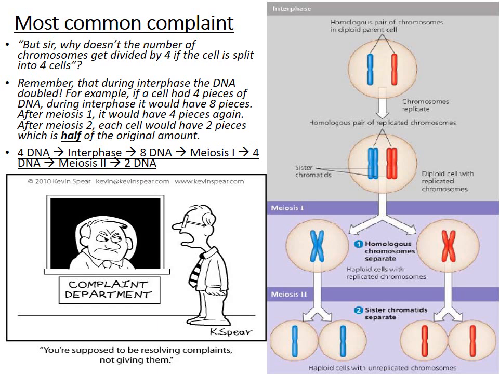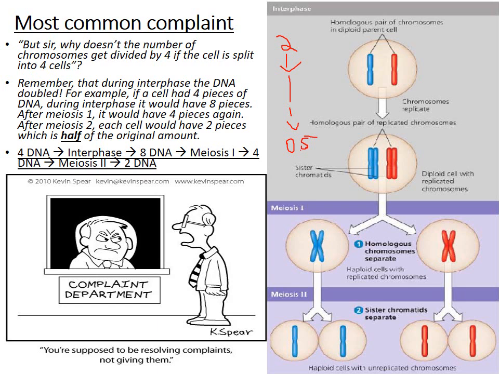So in meiosis, there's still a replication that occurs. And a lot of students wonder why. Why do you have to do a replication at all? Well, if you think about it, let's say you had 2 DNA and there were 2 divisions, with no interphase for replication. The first division would give you 1 DNA, and then the second division would give you 0.5 DNA. So you'd have a quarter of the DNA that you started off with.